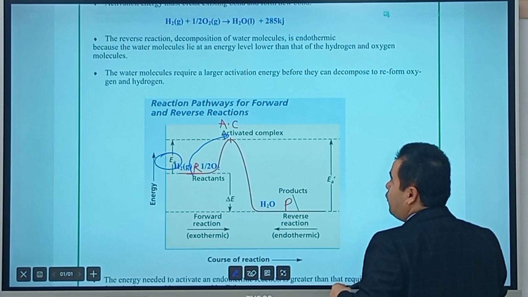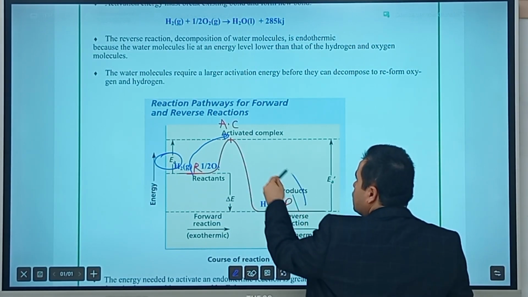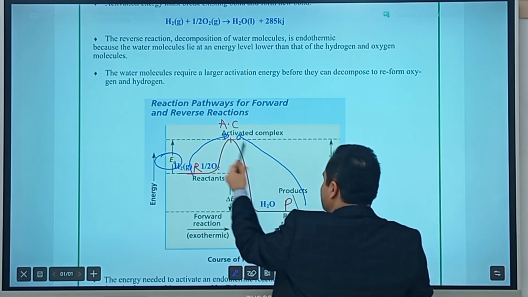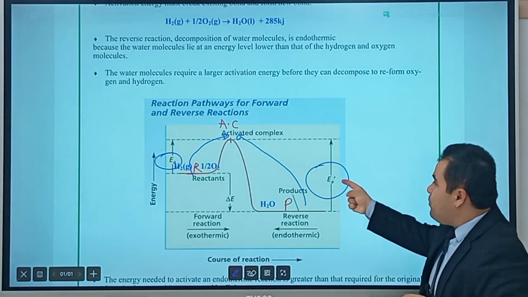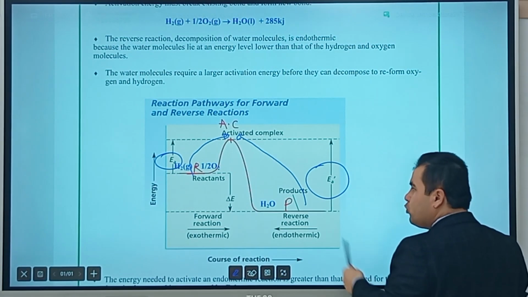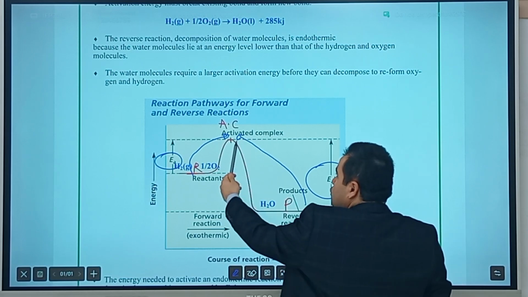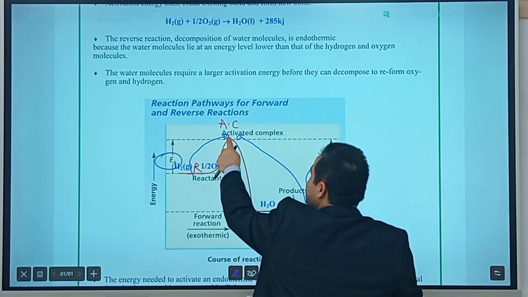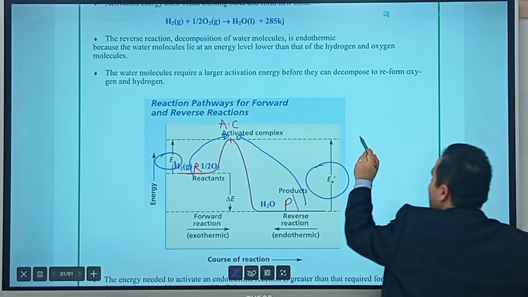With the EA for the forward process, for the reverse, if the product has a tendency to go back to the reactant, it needs an amount of energy to go back to the AC, and that we call the EA prime. So what's the EA prime? It is the minimum amount of energy we require to return the product back into the activated complex. So in between the reactant and AC is EA, in between the product and AC is the EA prime.